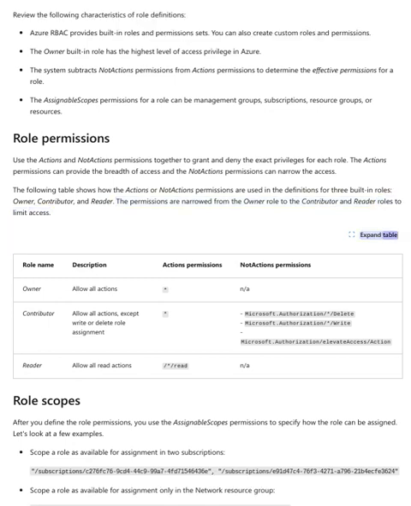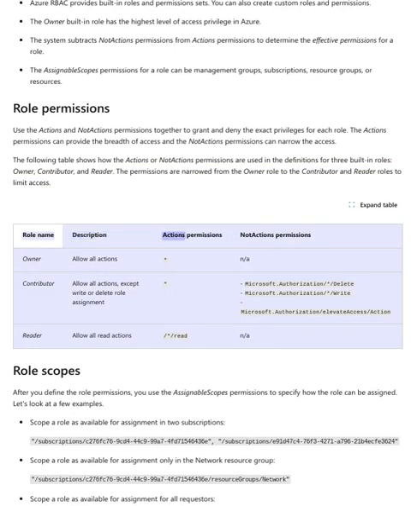Expand table. Role name, description, actions permissions, not actions permissions. Owner: allow all actions, NA. Contributor: allow all actions, except write or delete role assignment. Microsoft.Authorization/*/delete. Microsoft.Authorization/*/write. Microsoft.Authorization/elevateAccess/action. Reader: allow all read actions, */read, NA.